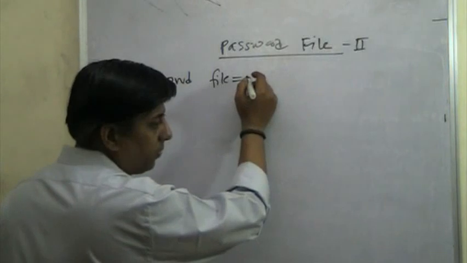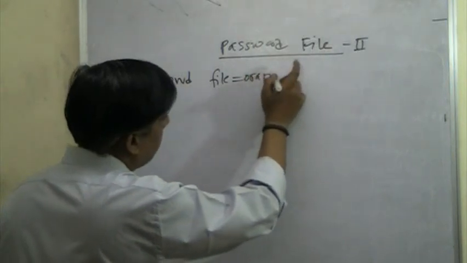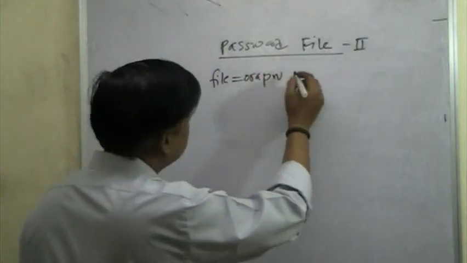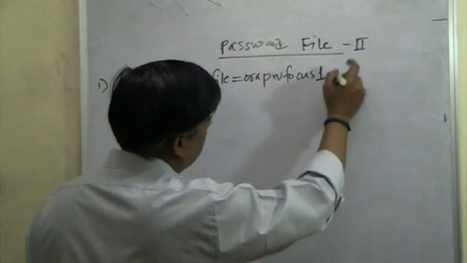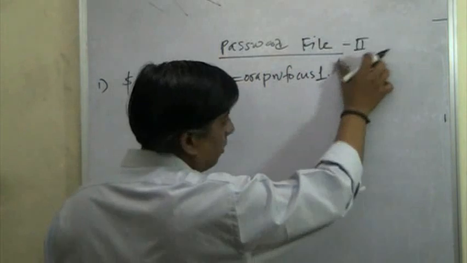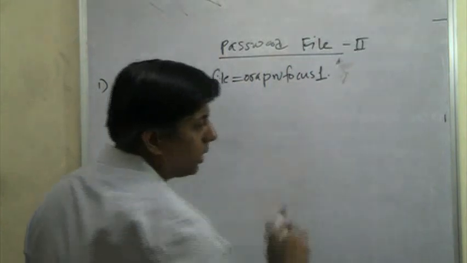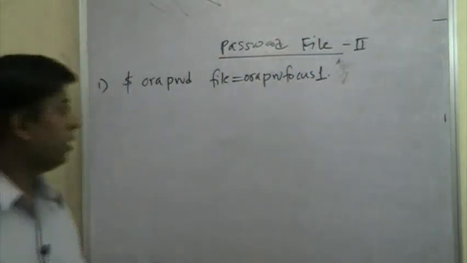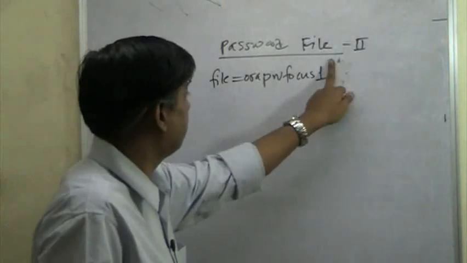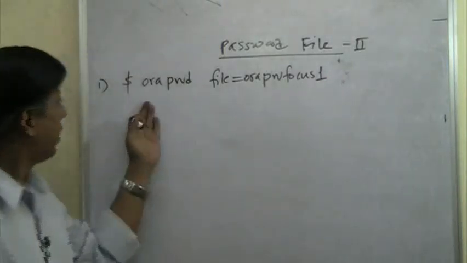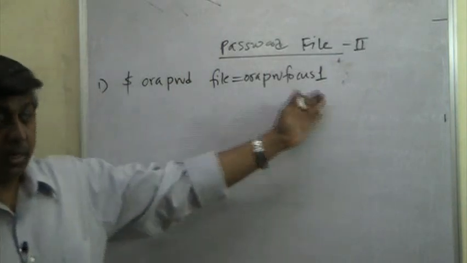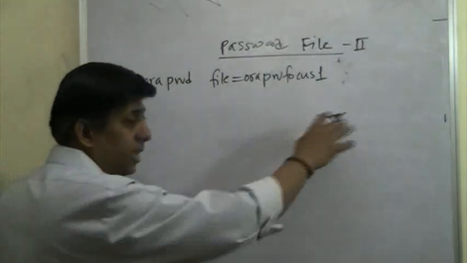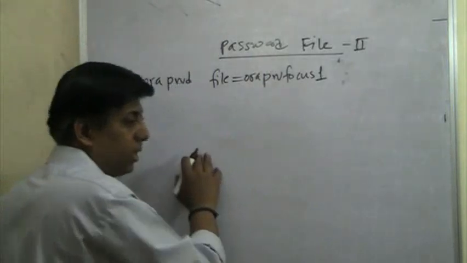And the name of the password file is ORAPW followed by the name of the instance. On Windows, it is .ora. So this is the name of the password file. So ORAPWD file is equal to this. You are inside the DBS directory before you fire this command. And then you have certain additional things over there.